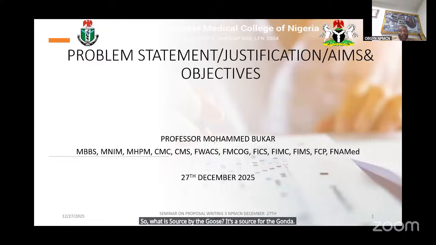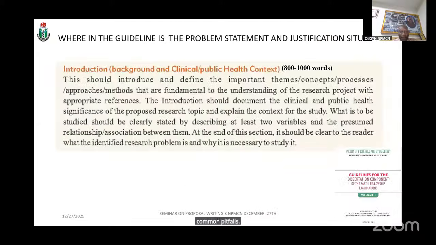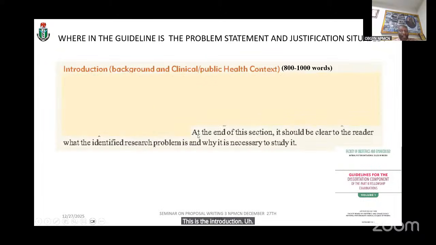So I'll take us through problem statements, justifications, aims, and objectives. In the next 20 minutes or thereabout, participants will learn how to write a robust problem statement, how to write an appealing justification, how to craft an acceptable aim and SMART objectives, and they should be able to recognize common pitfalls. Where in the guideline of the faculty are the problem statement and justification situated? This is the introduction, and this is where the problem statement and justifications are situated.